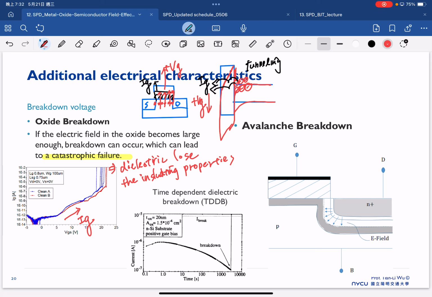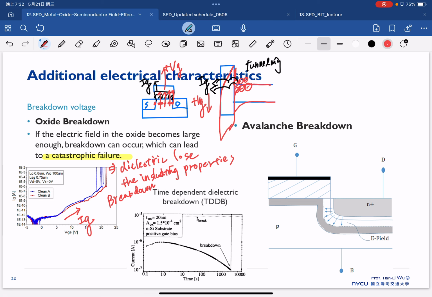Right? So now we have a huge current here. It means that originally this is an insulator, we should have a low current, but now we have a very high current. So our dielectric is not an insulator anymore. And once it is not an insulator anymore, we consider this the issue that we call breakdown. This is what we call oxide breakdown.